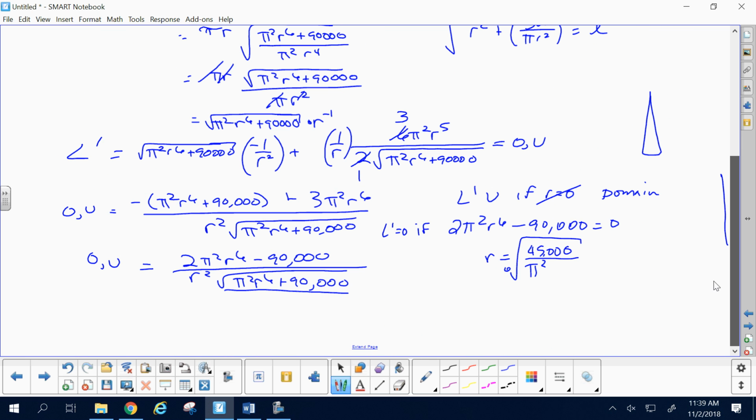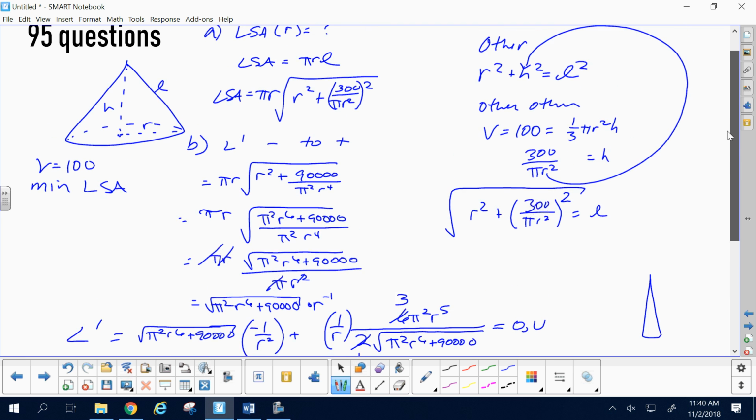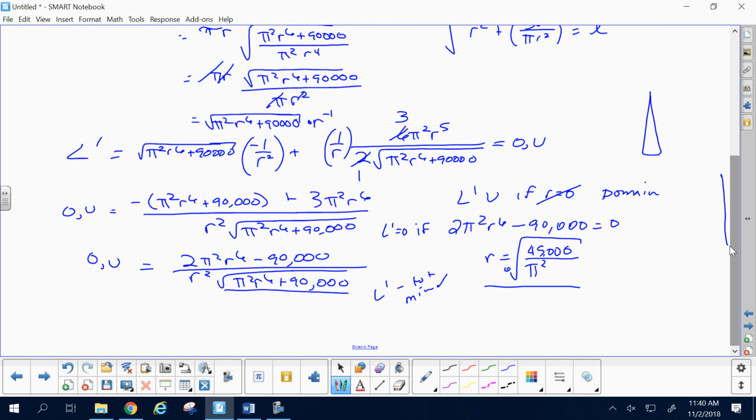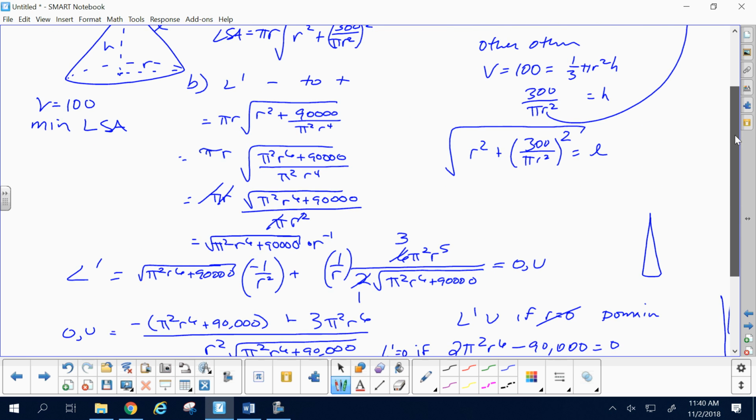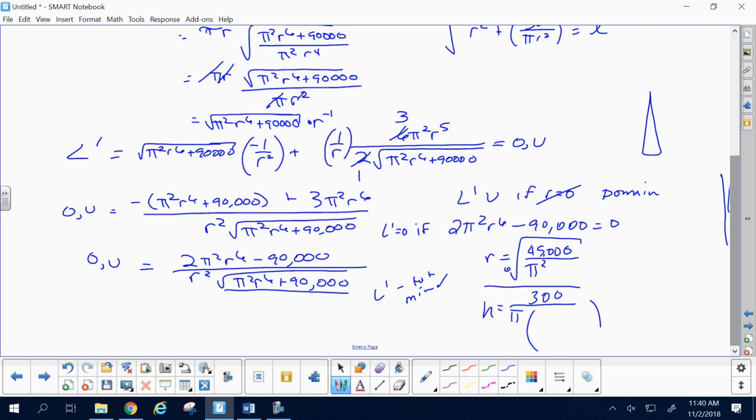Do I have to check? For a small r, this would come out negative. For a big r, this would come out positive. So it does feel like L prime is negative to positive there. That is a min achieved, and I don't know now if I answered the question. It did say find the r or find the surface area. Please tell me it just says find the r and the h. All right. Well, that's the r. The h then is 300 over pi times that bad boy squared.